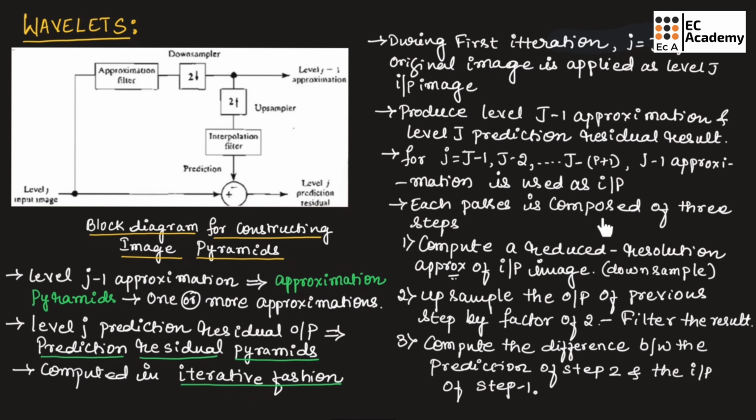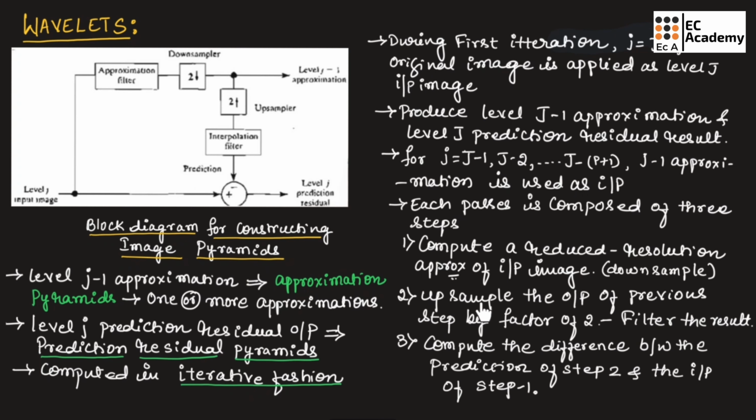Here each process is composed of 3 steps. First step is to compute a reduced resolution approximation of the input image, which is nothing but a downsample in this figure. Downsampling is done by filtering the input and downsampling the filtered result by a factor of 2. Here a variety of filtering operations can be used for downsampling, like neighborhood averaging, which produces the Gaussian pyramid, or we can use no filter, which will result in a sampling pyramid.